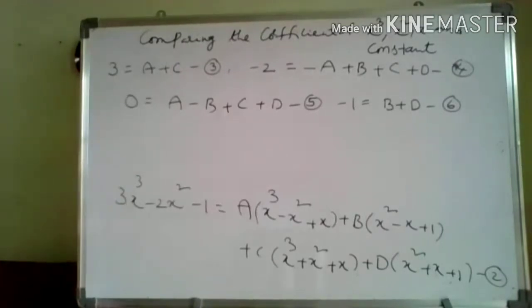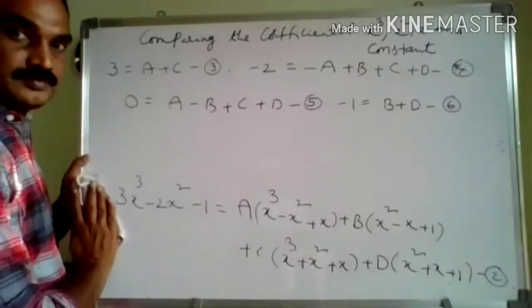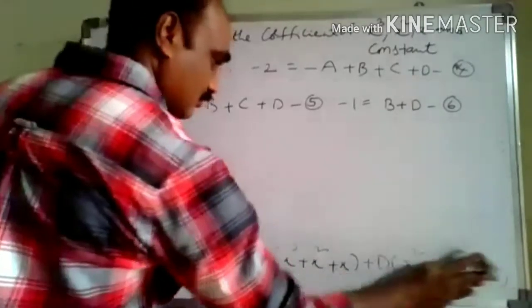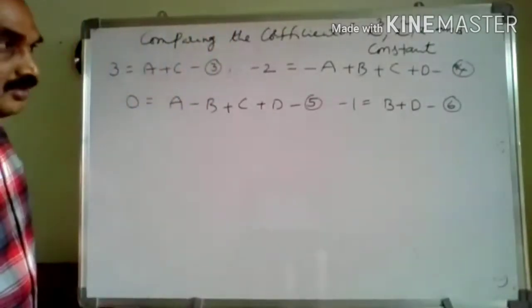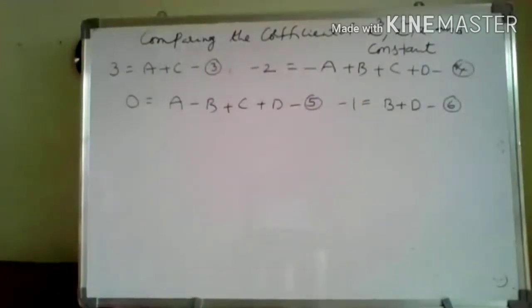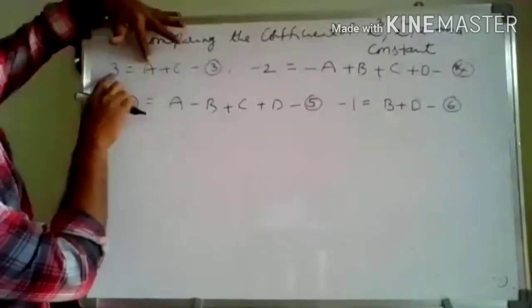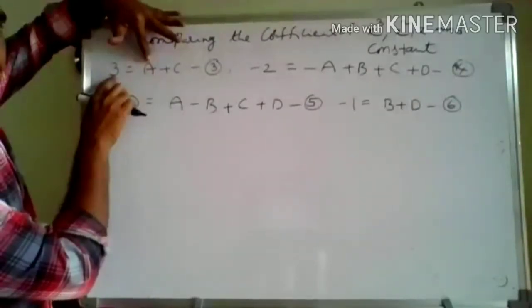Comparing the coefficients of x³, x², x and constants, next, solving equations 3, 4, 5, 6, we get a, b, c. a + c is equal to 3.